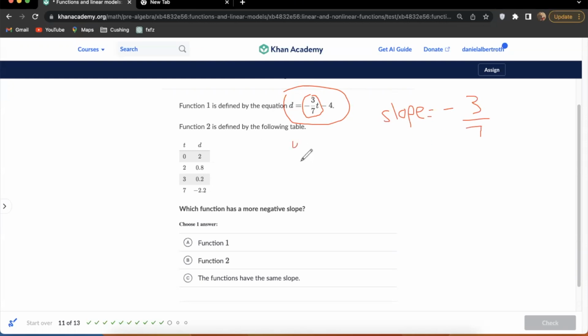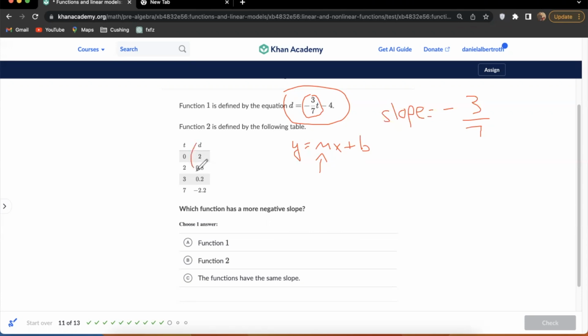Thinking of this in slope-intercept form, y equals mx plus b, where m is your slope, the coefficient that goes with the variable in the function. So our slope here is -3/7. So which one's more negative? For this one, to find the slope, it's the change in y over the change in x.